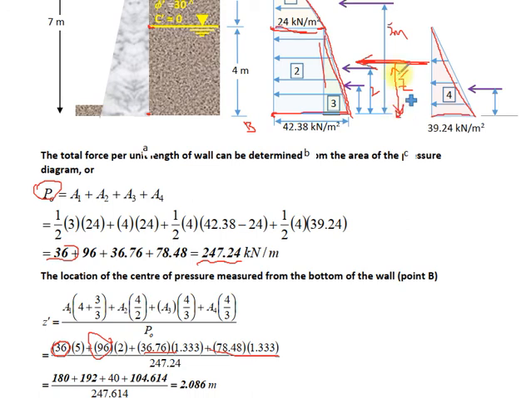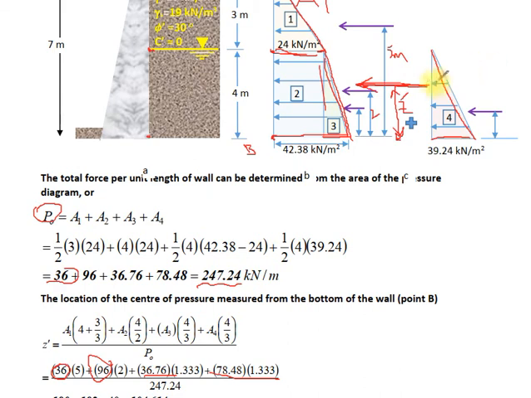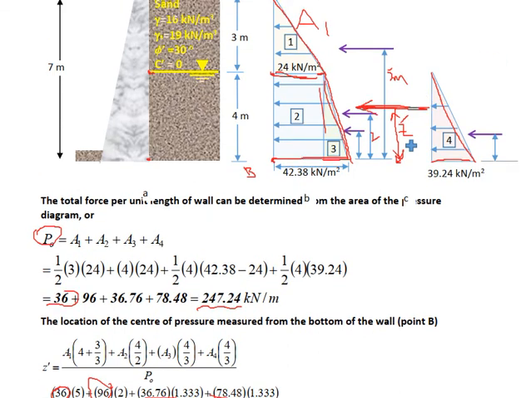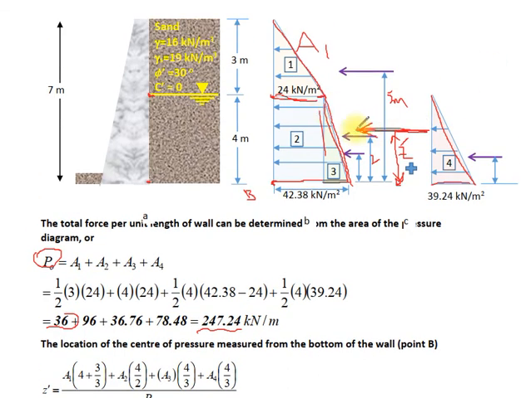We can calculate the distance of the center of the lateral earth pressure with respect to the top, or to any point at the top or at the bottom. Here we computed the center of the lateral earth pressure with respect to the bottom of the retaining wall.